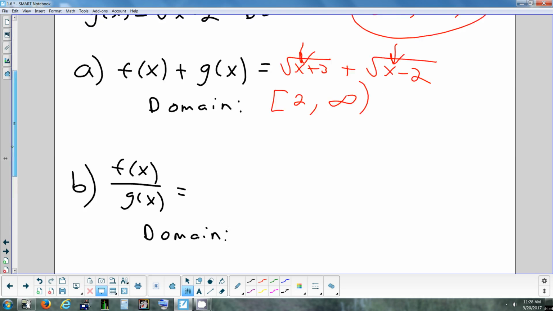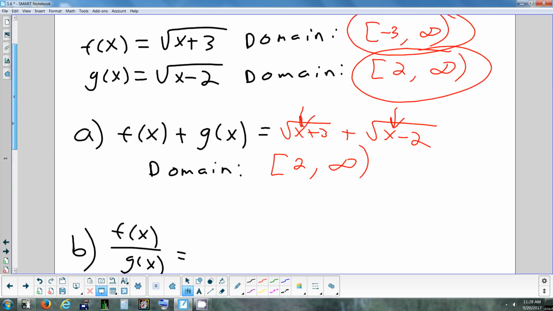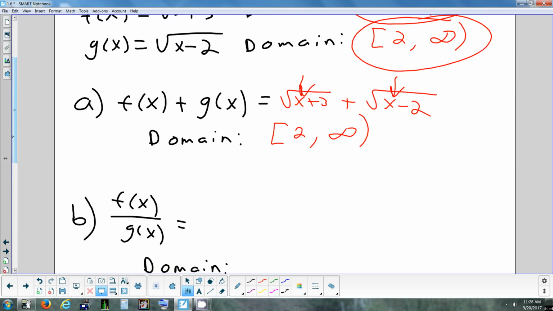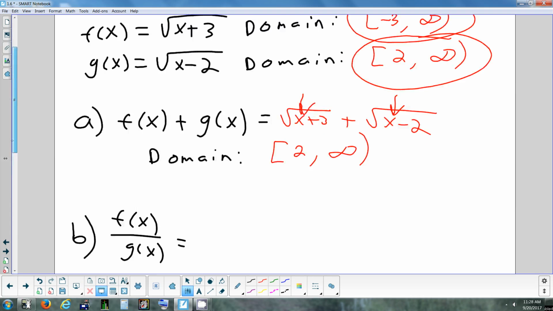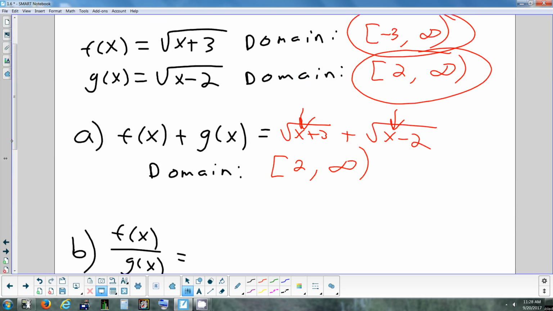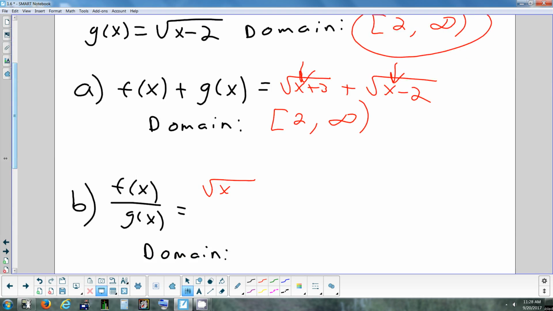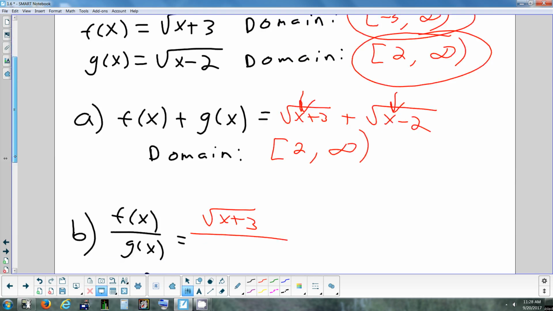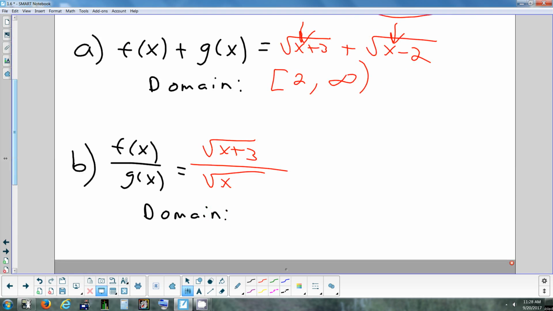All right, let's try this one. F of x divided by g of x. So Ian, what would I put for f of x divided by g of x? The square root of x plus 3, divided by the square root of x minus 2.